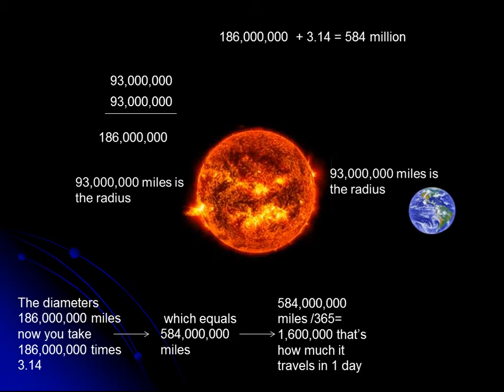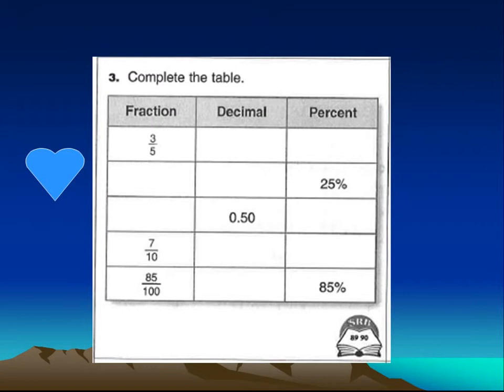584 million miles divided by 365, that's the days of the year, is about 1,600,000. That is how much it travels in one day. When we divide 1,600,000 by 24, it equals about 66,000 miles per hour.